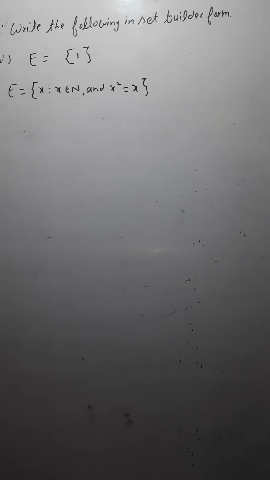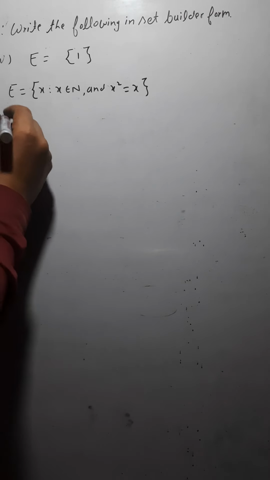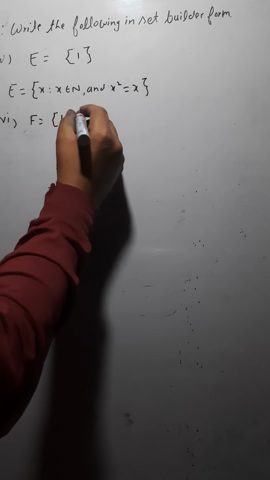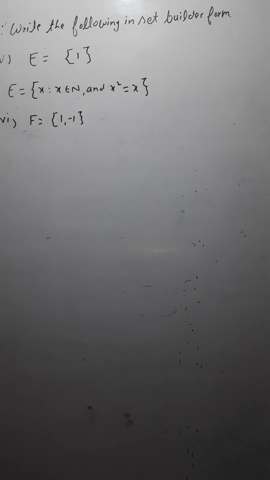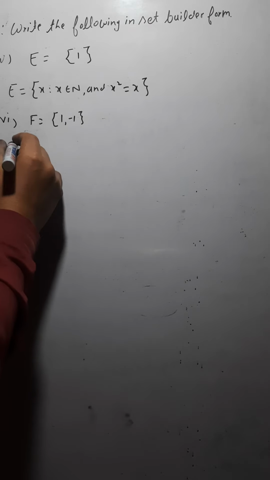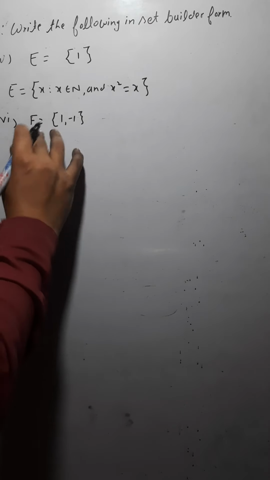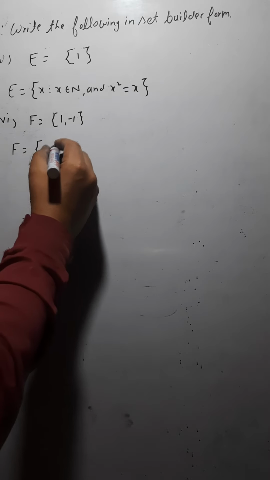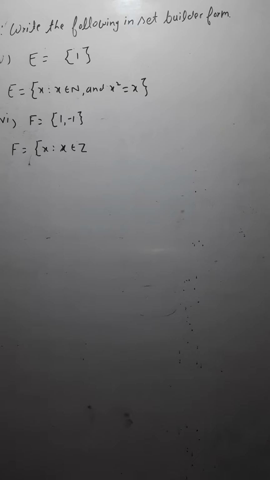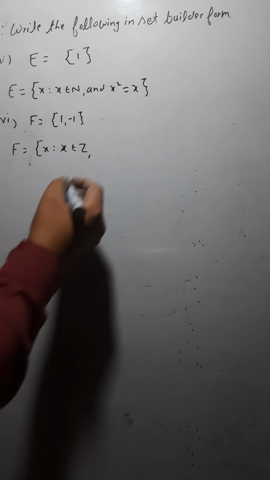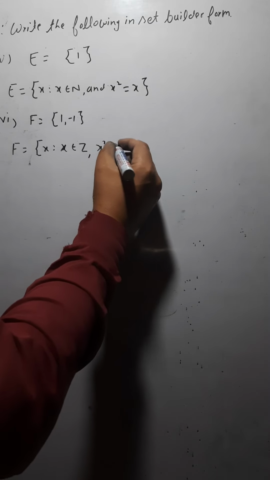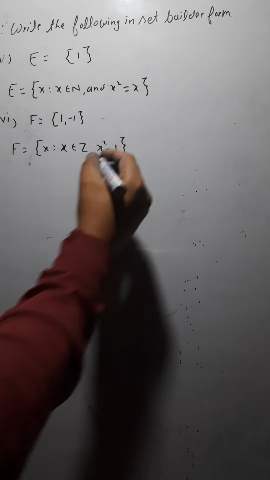Very good. Now let me give you one more here. Let's say you have the set F and it contains two elements 1 and -1. How would you represent this in set builder form? So you would represent it like this. You have the set F which contains the element X, such that X belongs to the set of integers, because minus and plus all are integers. But this is not the complete information, you would have to limit it. And X square should be equal to 1 there.